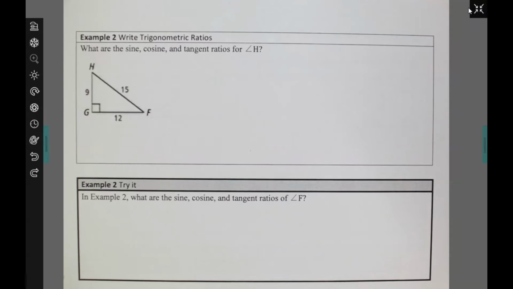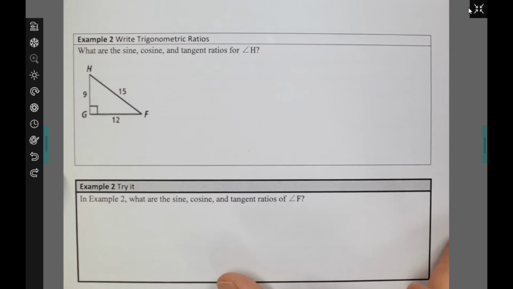All right, section 8.2 is probably one of the most important sections we're going to go over in geometry this semester. It deals all with right triangle trigonometry. Right triangle trigonometry is used in a bunch of application problems in the real world, and especially when you get to higher levels of science, like physics, it's going to come into play regularly.